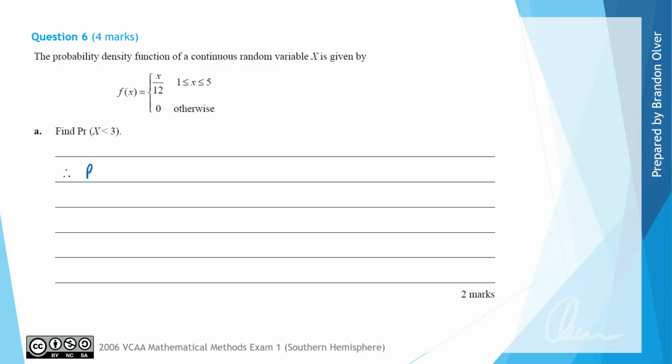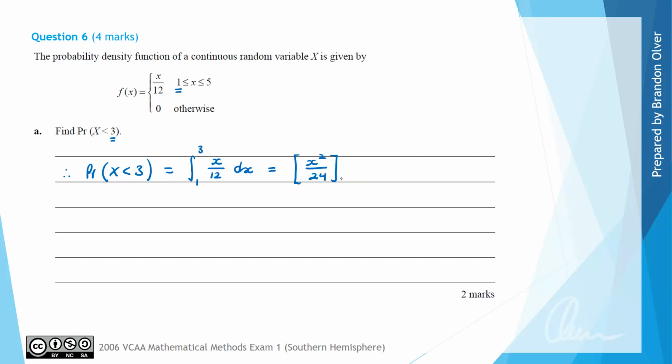To find the probability that x is less than 3, we can find the area underneath the probability density function. The area is found by finding the integral between the lower bound of 1, because that's the endpoint here, and 3, because that's what we want it to be less than, for the function x on 12 with respect to x. If we find the antiderivative, that's the same as adding 1 to the power and dividing by the new power, so it will become x squared on 24.